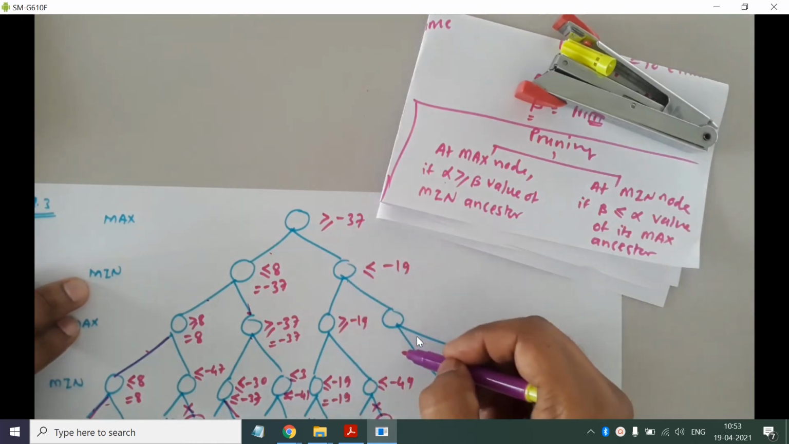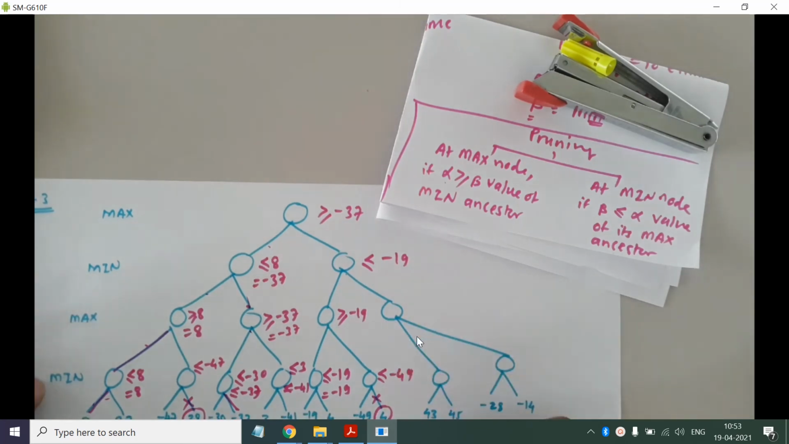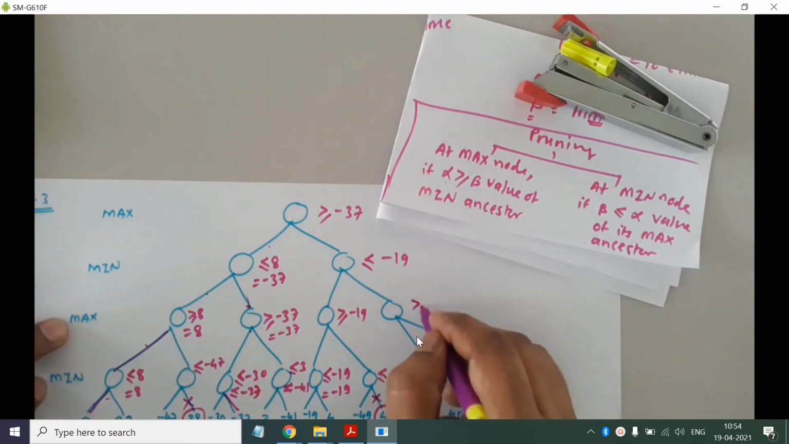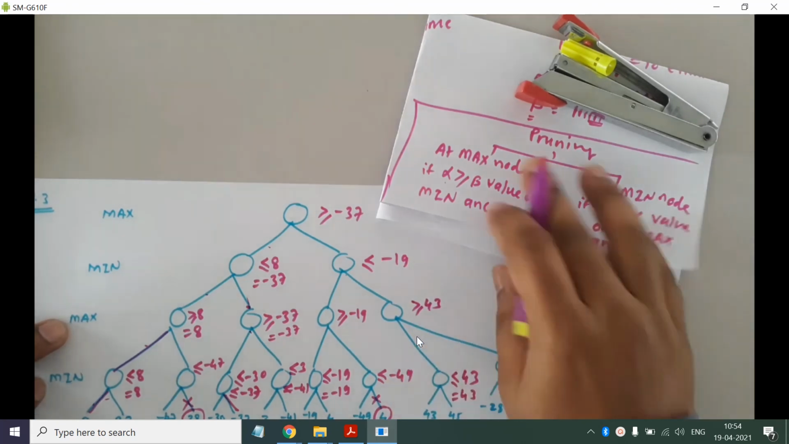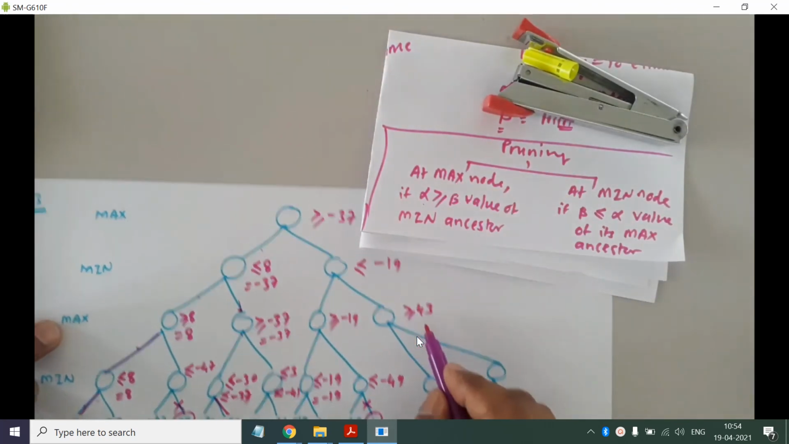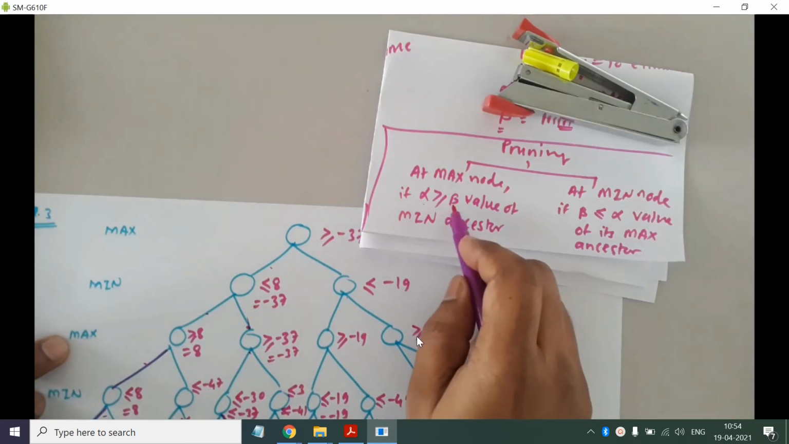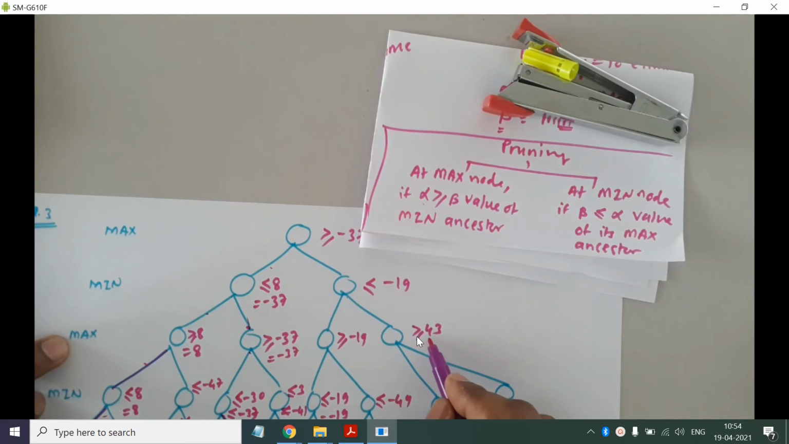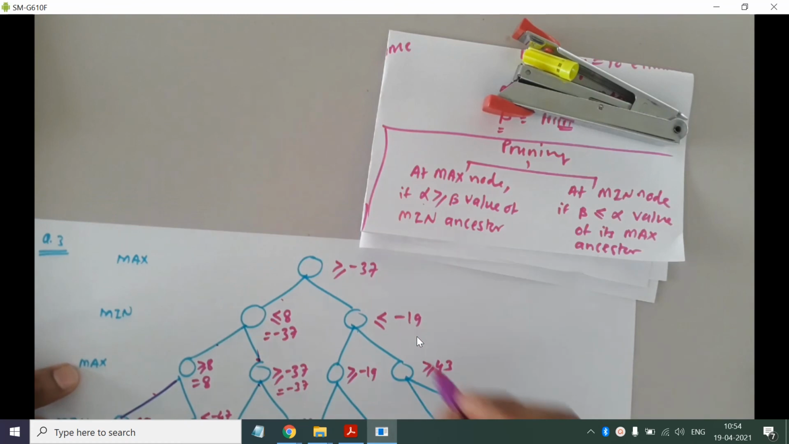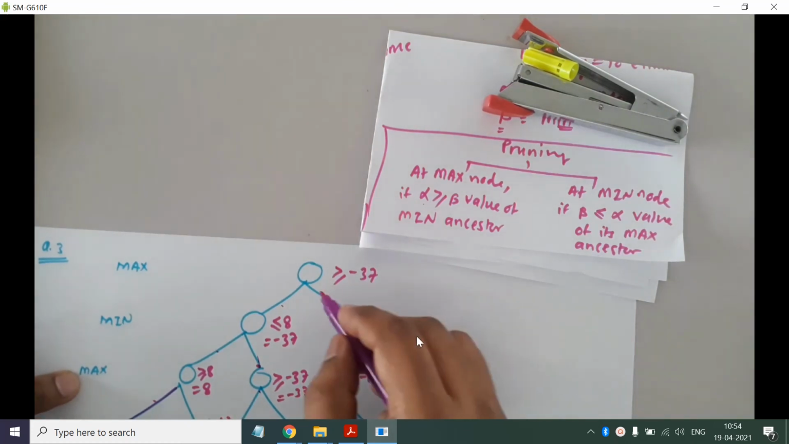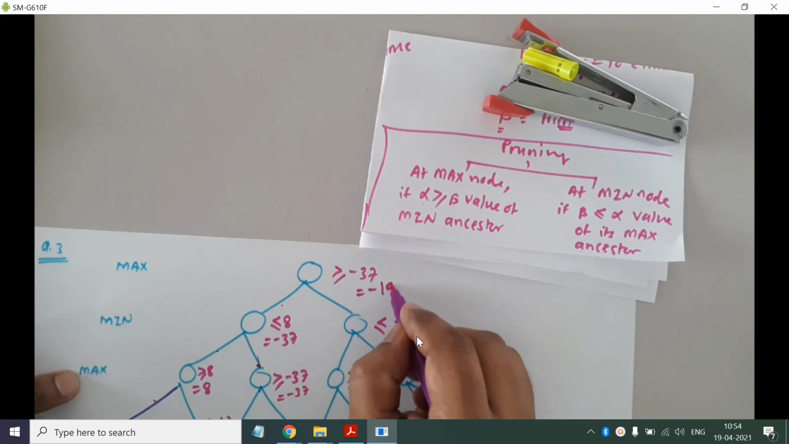So we'll come here, then we'll come to this branch. Min is having value 43. He wants to minimize that. Then we have 45, so it will become 43 only. We'll come back. Max is expecting a value greater than 43. Now at the max node, the alpha value, that is 43, is greater than the beta value of his ancestor, that is minus 19. 43 greater than minus 19, yes, true. So prune this branch. So the final value will be minus 19.